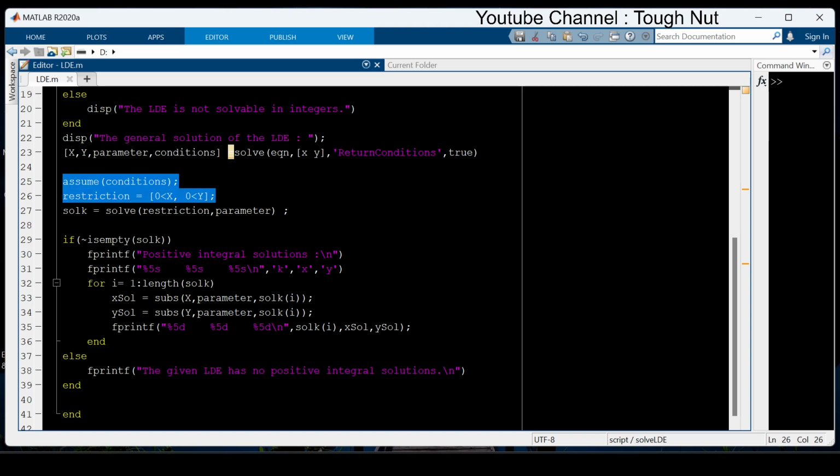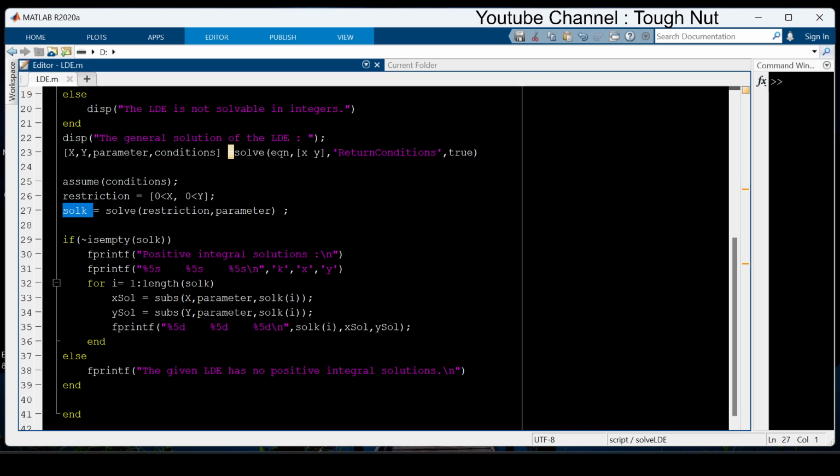Here, we assume the condition and restrict x and y to be positive. Then we use the solve function to find a valid value of the parameter for this restriction. The result of the parameter is some integer values for which both x and y are positive integers. These integers are stored in an array named sol.